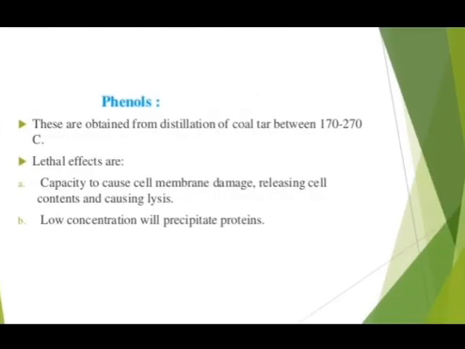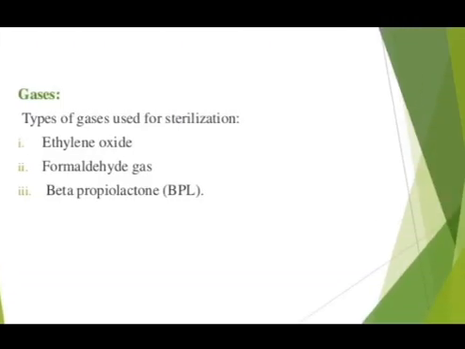Phenols. These are obtained from the distillation of coal tar between 170 and 270 degrees Celsius. The lethal effects are the capacity to cause cell membrane damage, releasing the cell contents and causing lysis. Low concentrations will precipitate the protein.